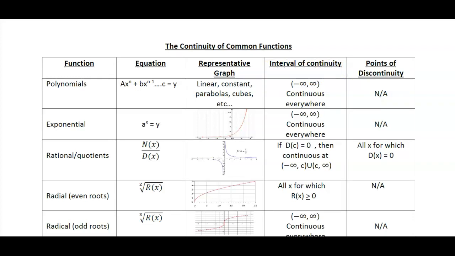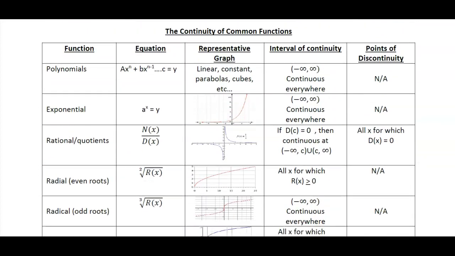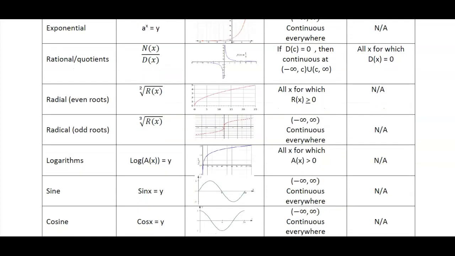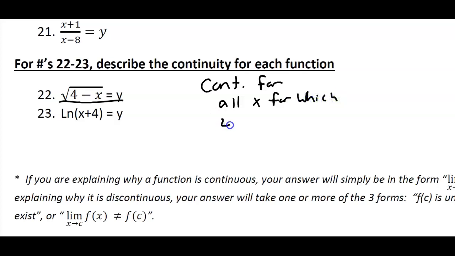So for number 22 there, we're looking at a square root function. A square root function. And that's a radical function with an even root, like this one here. And those are continuous for all x for which the radicand is positive, or greater than or equal to 0. So, going back to my thing here then, this function would be continuous for all x for which the radicand, 4 minus x, is greater than or equal to 0.